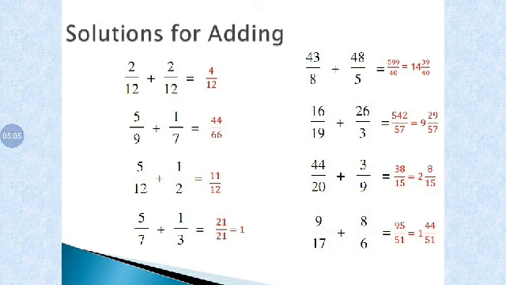5 by 7 plus 1 by 3. The denominators are different. We take the LCM. 7 times 3 is 21. So we add to get 21 by 21. We get the answer 1.